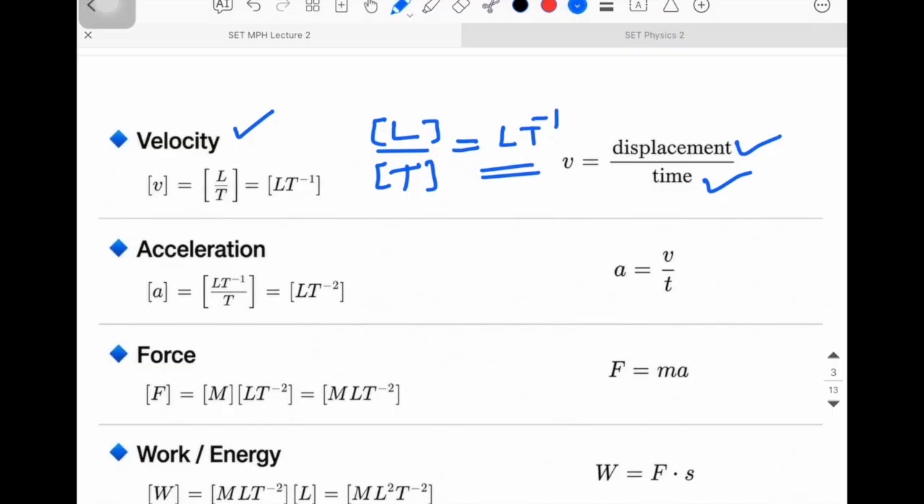If you write it in the MLT format, there is no mass here, so M raised to 0, L power 1, t power minus 1. So that is the dimension of velocity. From this dimensional formula, we get to know how velocity depends on the fundamental quantities, length and time.